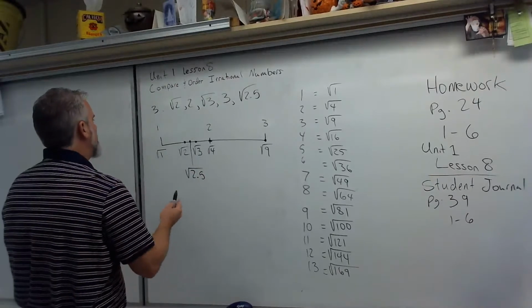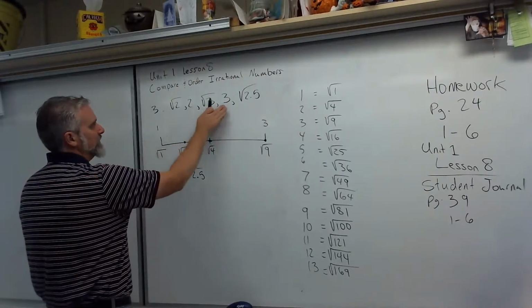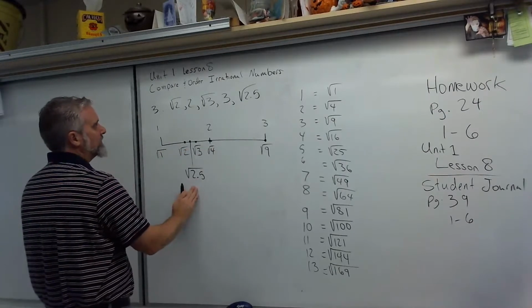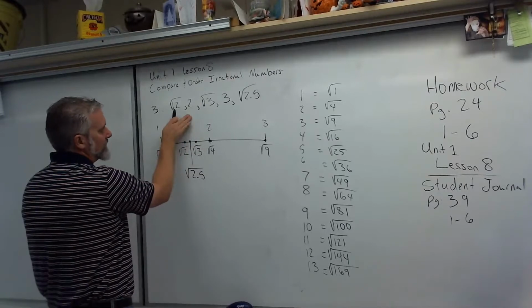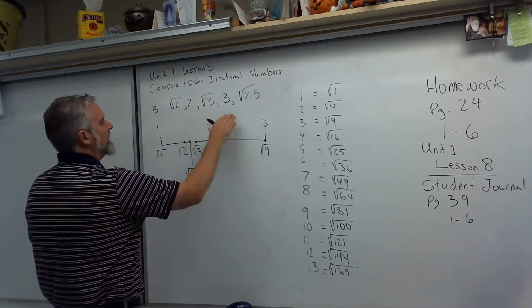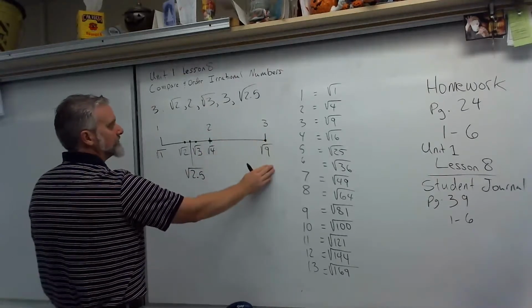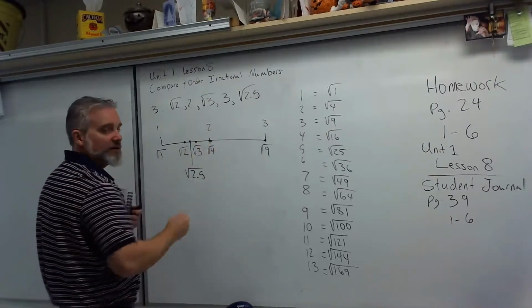2.5. So we have 1, then our first number starts with square root of 2. Then we go to our next number, square root of 2.5. The next number, square root of 3. And then we have the whole value 2, dot here. And then we have whole number 3. So we got 1, 2, 3, 4, 5. We got them all marked.